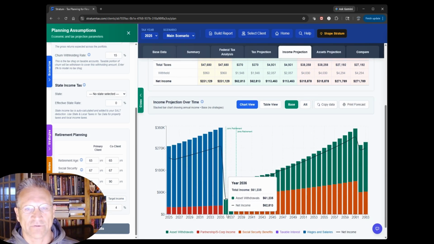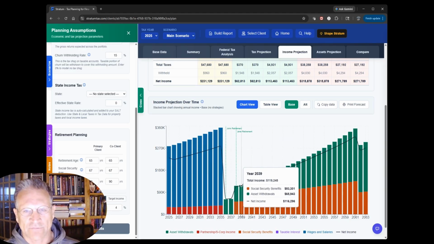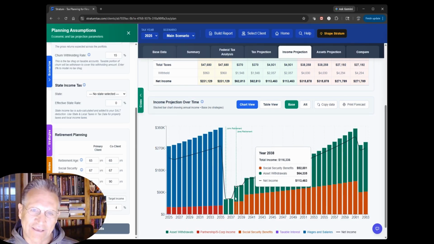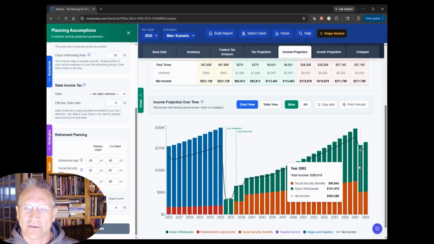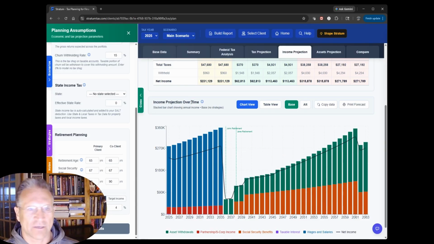Retirement starting here in 2036, Jane retiring then in 2038. Not that that's of much consequence because she has no earnings, so it doesn't have a whole lot of impact on the plan. And we can see Social Security kicking in and a fairly steady income from assets, but not a structured income. So let's structure the income to start with.